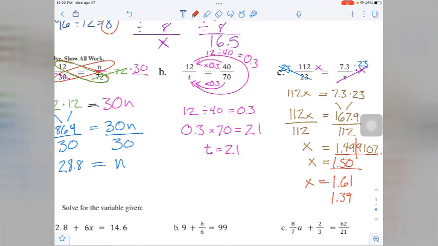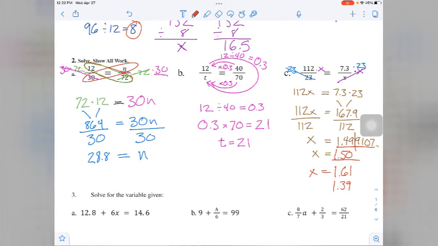Anyways, so that's how you do 1 and 2. I'm going to stop this video and come back for problem 3 and continue on the other side.